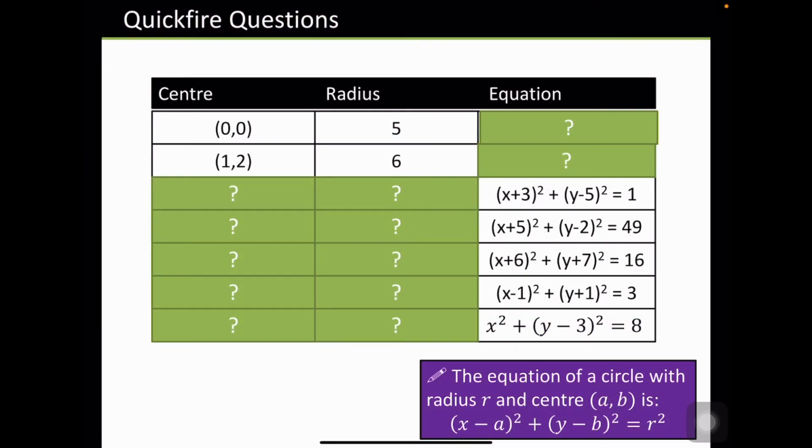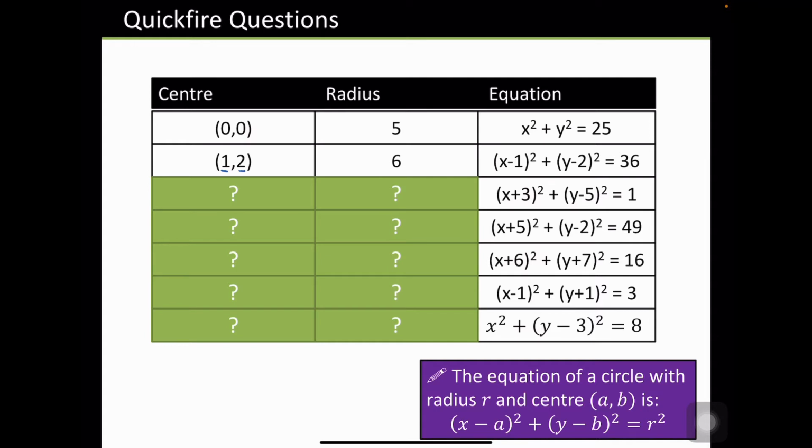Here we have some more quick fire questions. Again, I am aware that some of you will find this easy, so feel free to work through it very quickly. I'm going to try to go through it quickly as well. The equation of the first circle is x squared plus y squared equals 25. The equation of the second circle, well, now we can see our a value is 1, our b value is 2, and our radius is 6. So this is our equation.